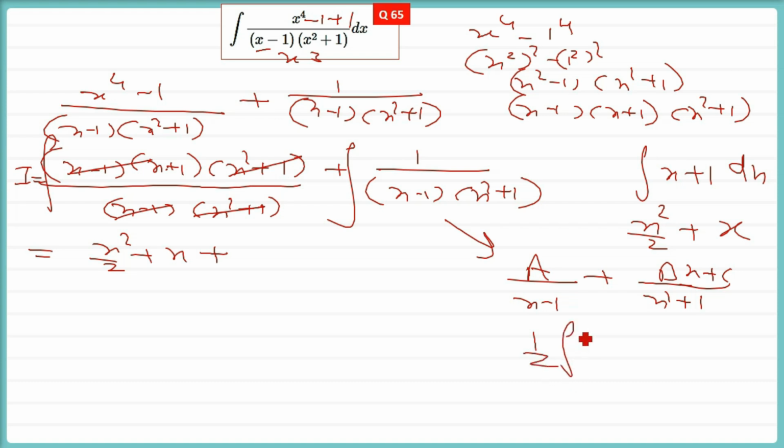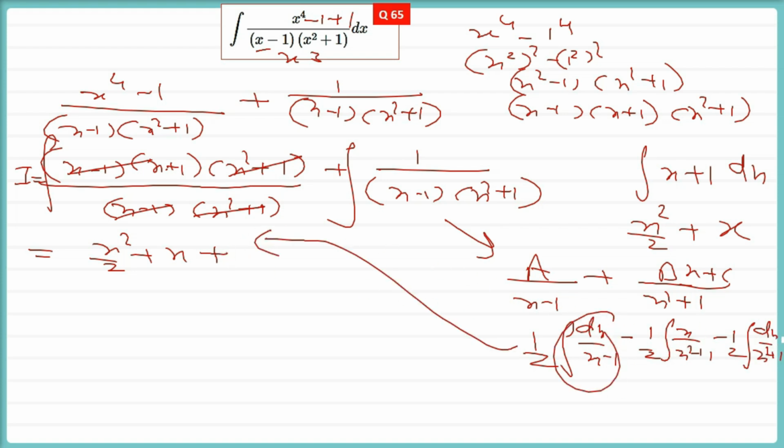Let me tell you, a will come as 1 by 2. So dx divided by x minus 1 will come. And what about bx plus c? So b will be negative half, so negative half into x divided by x square plus 1. And c will also come as negative half, so integration of dx divided by x square plus 1. Now you have already known this. Just add these two, x square by 2 plus x plus this result, and you'll get the final result. Now dx divided by x minus 1 will be log x minus 1. And dx divided by x square plus 1 will be, by the x square plus a square formula, 1 by a tan inverse x by a. x divided by x square plus 1 will come as half log x square plus 1. Half into half will be 1 by 4.